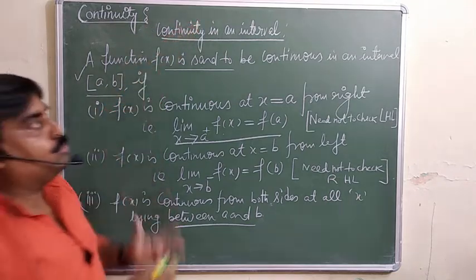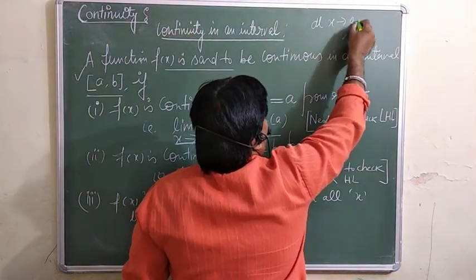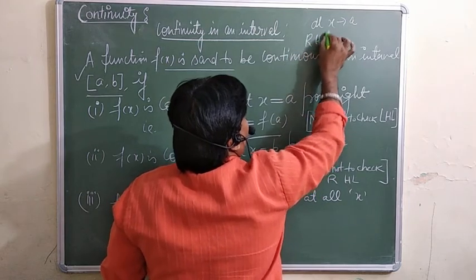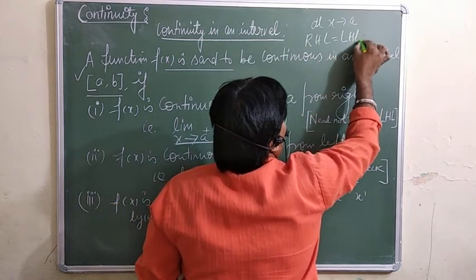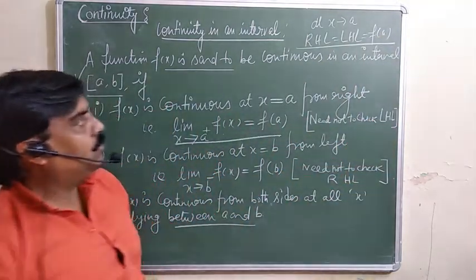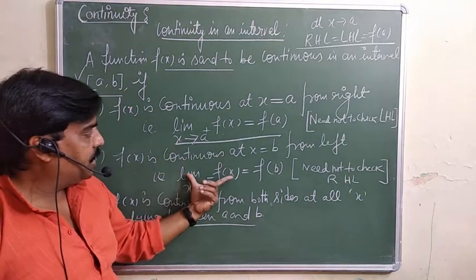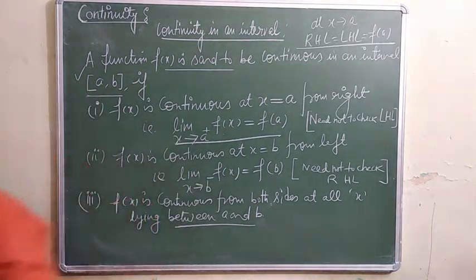But in case you are going to check at a point, अगर हम किसी पॉइंट पर चेक करते हैं, x tends to a, then the right hand limit must be equal to the left hand limit and the value of the function must also be equal, then the function will be continuous here. But in case of a closed interval, simply you can check this or this one. Have a look.